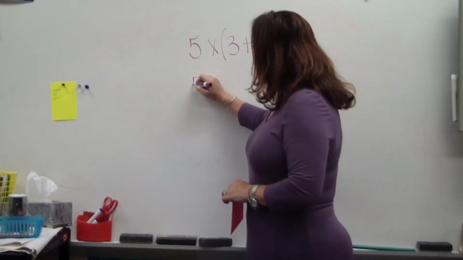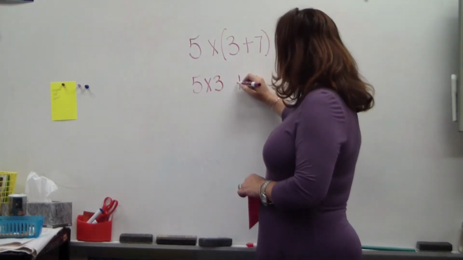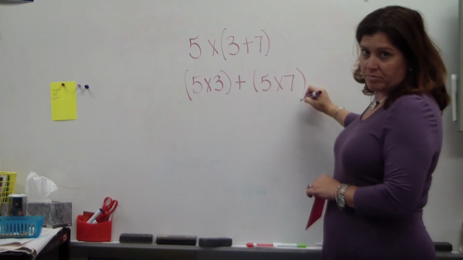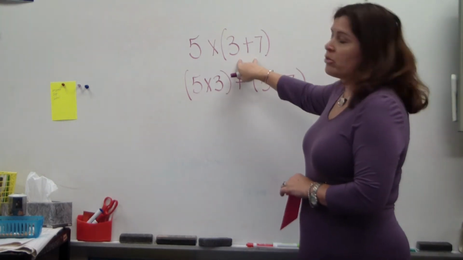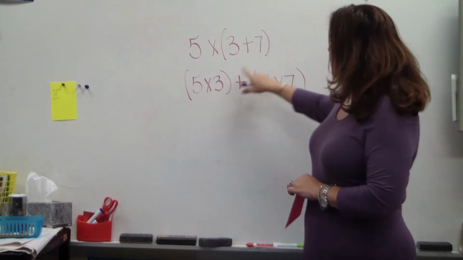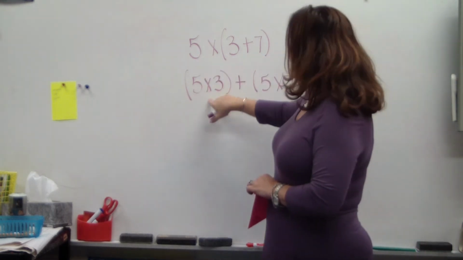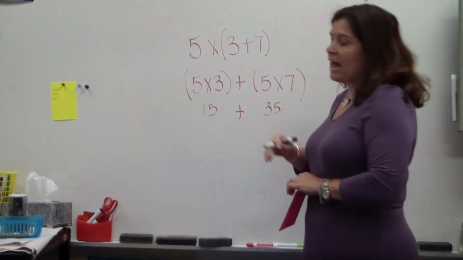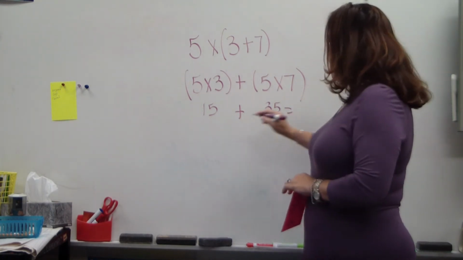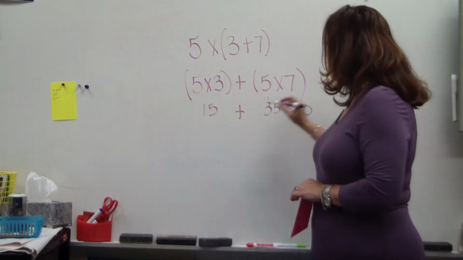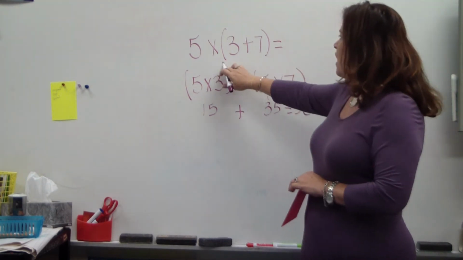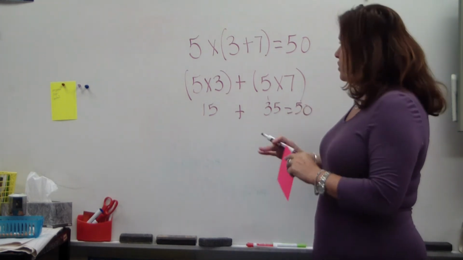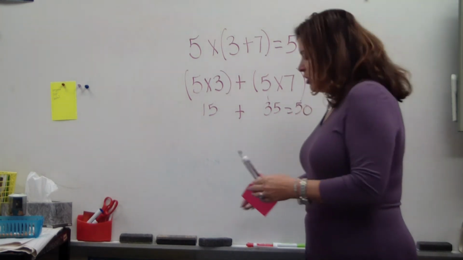I can say 5 times 3 plus 5 times 7, right? I distributed my 3 plus 7 and moved it down here. 3, 7, okay? So now I have 5 times 3 is 15. I have 5 times 7 is 35. And now I can simply add those two numbers together. 5 and 5 is 10. Carry the 1, 3, 4, 5. And therefore, 5 times 3 plus 7 is 50, okay? So you've looked at two different ways now to solve using the distributive property.